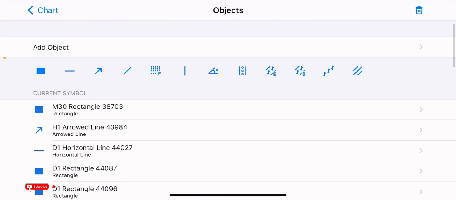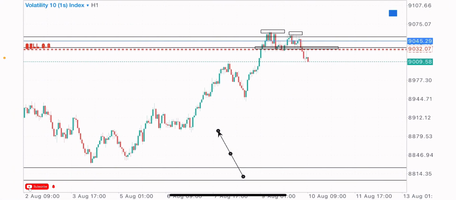Let's identify this double bottom formation.